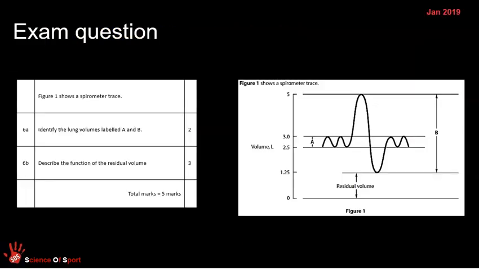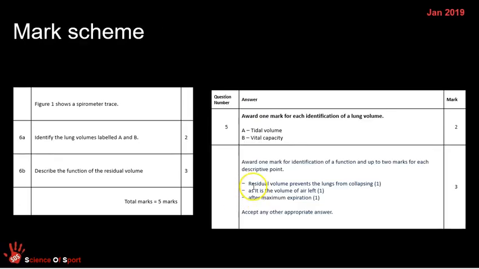Here's an exam question that I found so far. It gives you a spirometer trace. It asks you to identify what is this and what is this. Hopefully you'd recognise that being tidal volume and that being vital capacity. So you got 2 marks for just saying that. And then it says describe the function of residual volume. So here it is. It tells you where residual volume is, but it wants you to say what's its job. And look, residual volume prevents the lungs from collapsing as it is the volume of air left after maximum expiration. Easy marks.